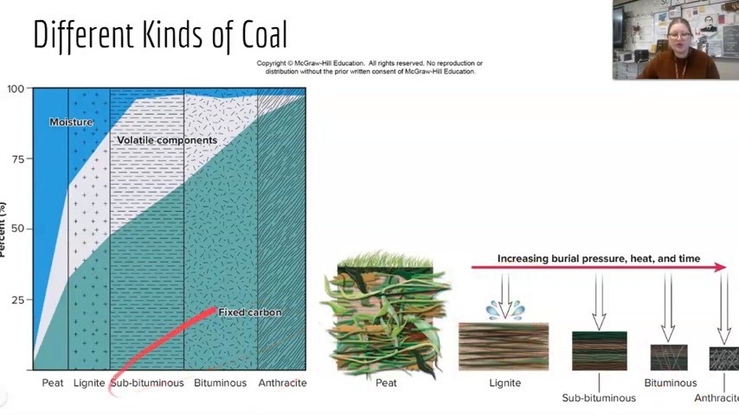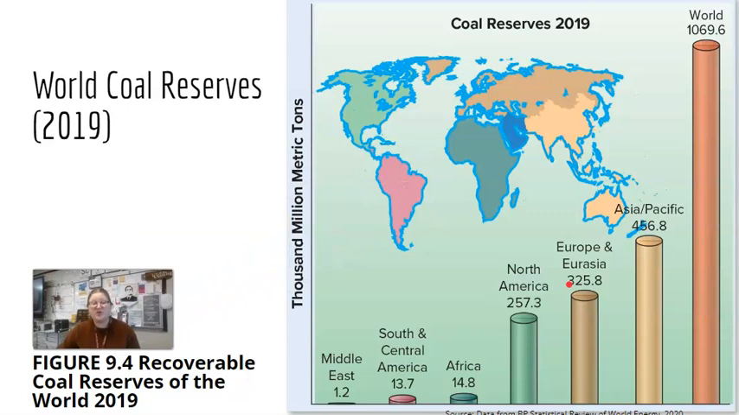And we go from peat first, which is the least compressed, with a lot of moisture and not a lot of carbon or volatile compounds, so it doesn't have a ton of energy in it. And then as time goes on and there is more pressure, we get all the way to anthracite, which is fairly rare.